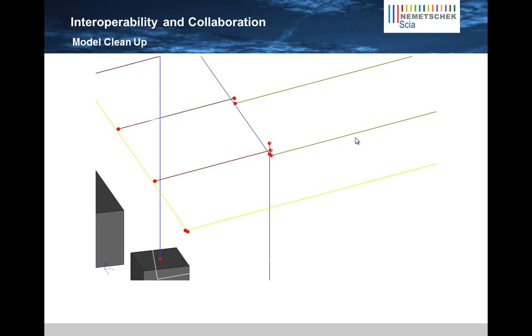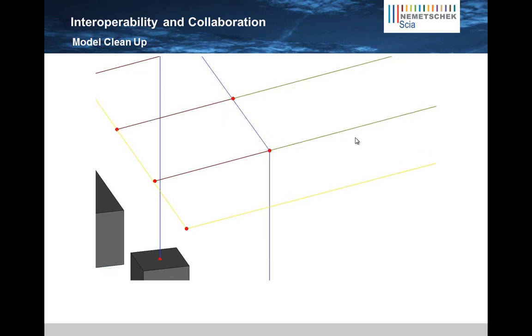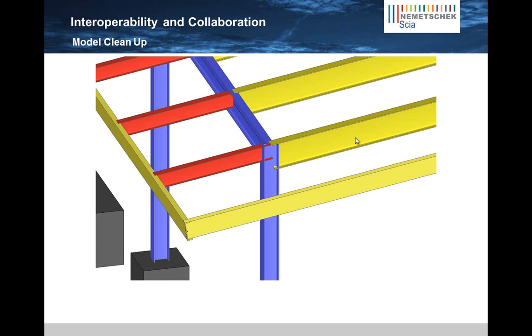In many software programs, it's very tedious and time-consuming to clean this issue up, or you don't. You simply just remodel it from scratch. In Scia, we have a suite of alignment tools that allow you in a semi-automatic way to fix alignment issues like this. And once the model is aligned, we can either share back the analytical model, or we could pass back a dimensionally accurate physical structural model.